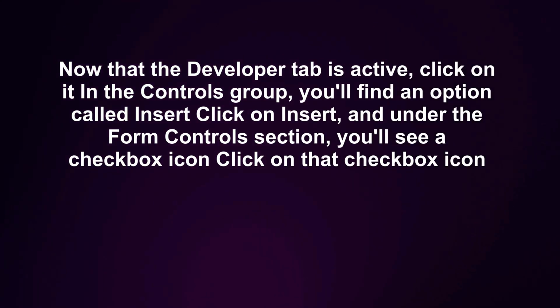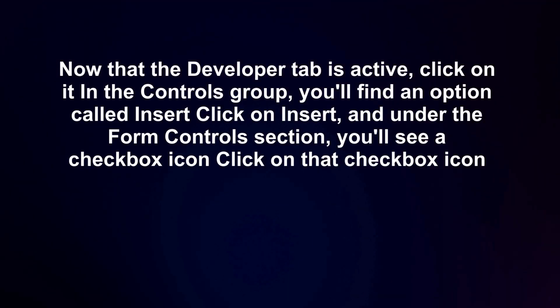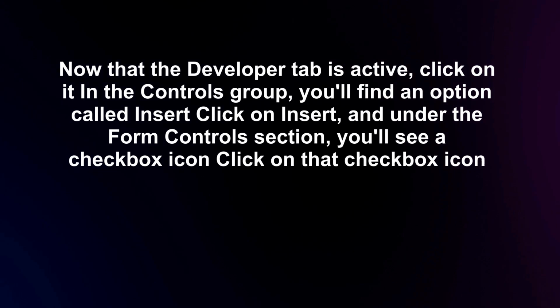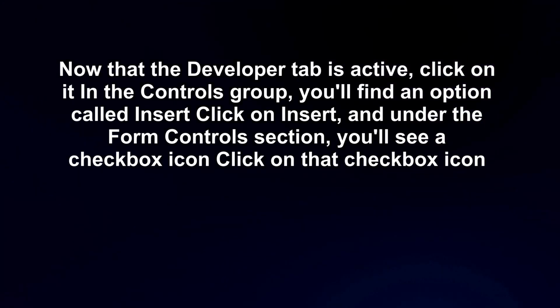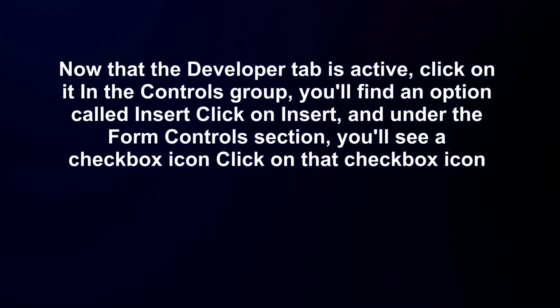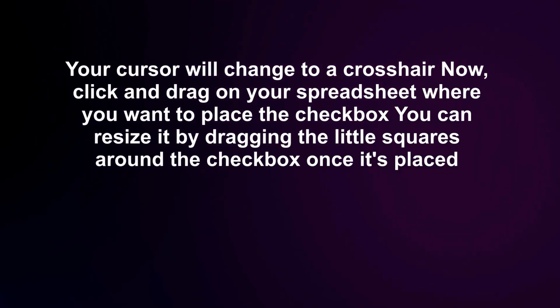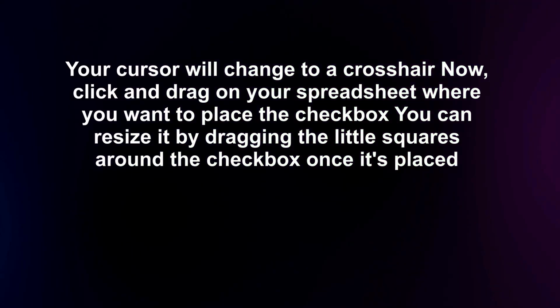Now that the Developer tab is active, click on it. In the Controls group, you'll find an option called Insert. Click on Insert, and under the Form Controls section, you'll see a checkbox icon. Click on that checkbox icon. Your cursor will change to a crosshair now. Click and drag on your spreadsheet where you want to place the checkbox.